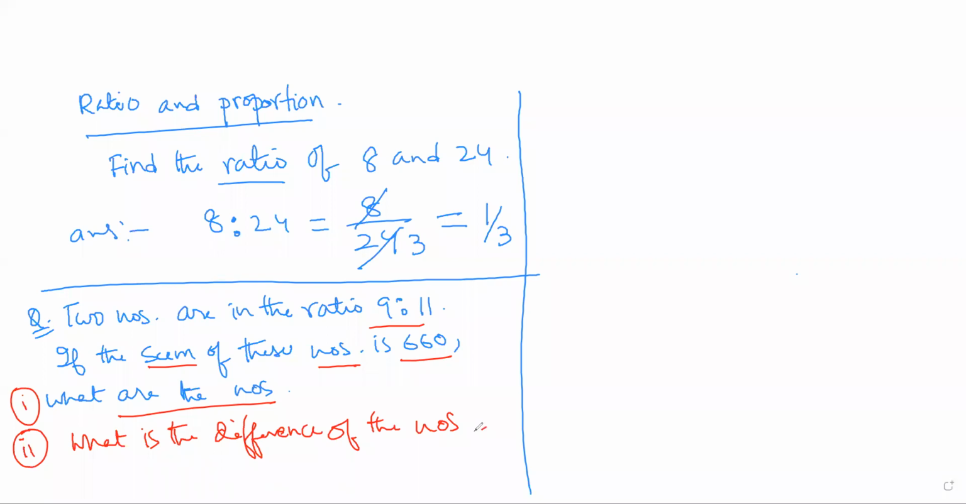Let's try to understand the concept here. Okay, now let's solve the questions. The ratio of the two numbers is 9:11. So let's say the first number is 9X and we have a second number. The difference is 76. Okay, how do you solve the question? Do you use the X method or not? The X method: 9X.